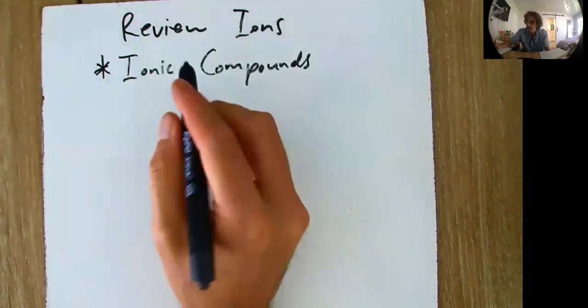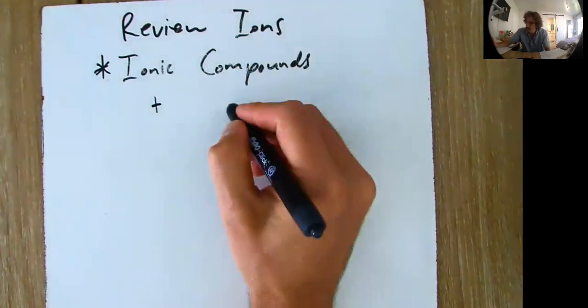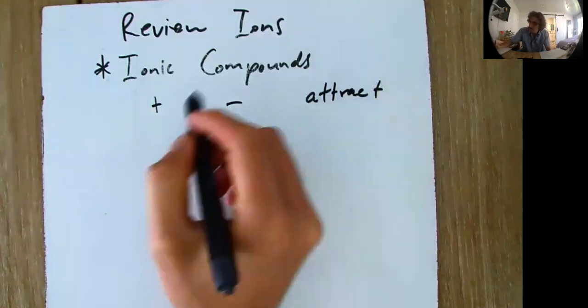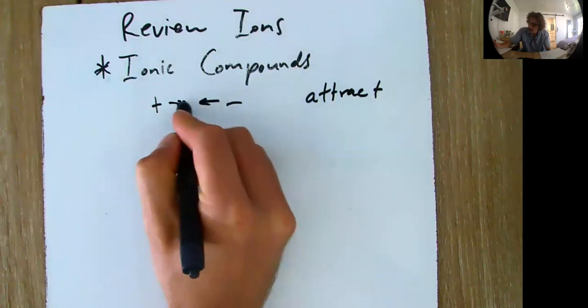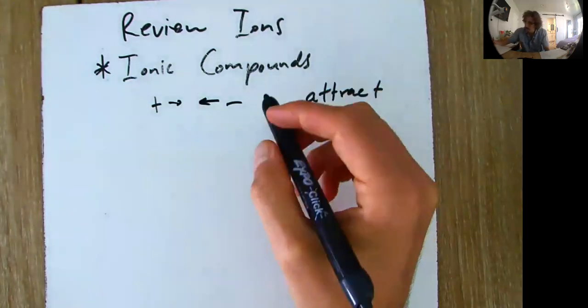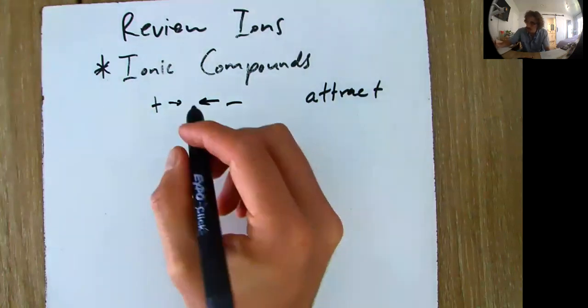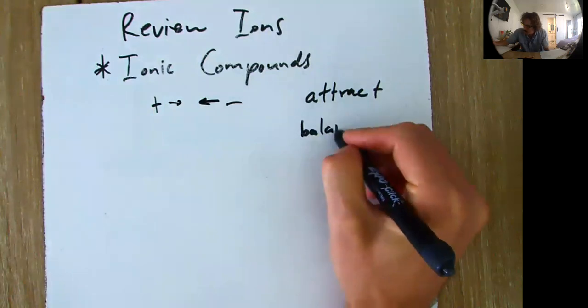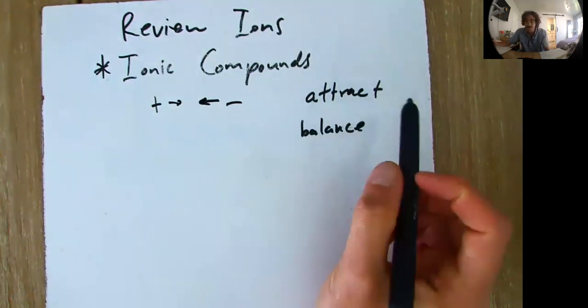We know from playing with magnets that positive and negative will attract. They will attract towards each other, and they want to balance. They'll attract and balance.